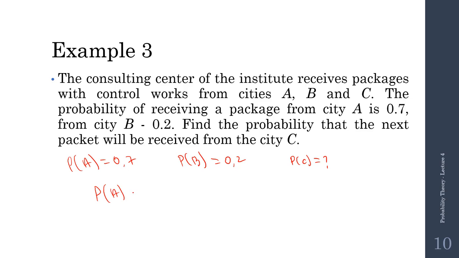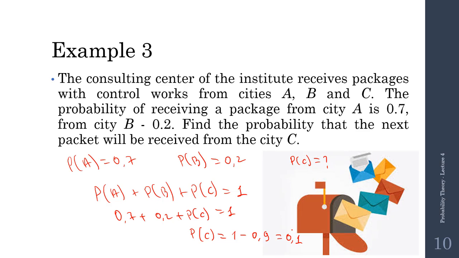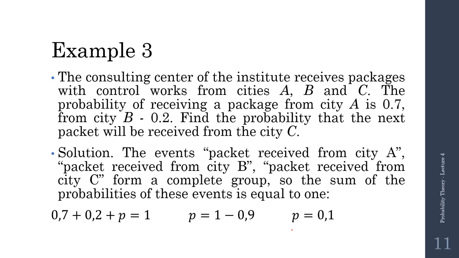According to the theorem we just saw, for a complete group of events, the sum equals 1. So P of A is 0.7 plus 0.2 plus P of C equals 1. From here I can conclude P of C equals 1 minus 0.9 equals 0.1. So this is the packet receiving mailbox. It's 0.1. Here's why, explained with text.